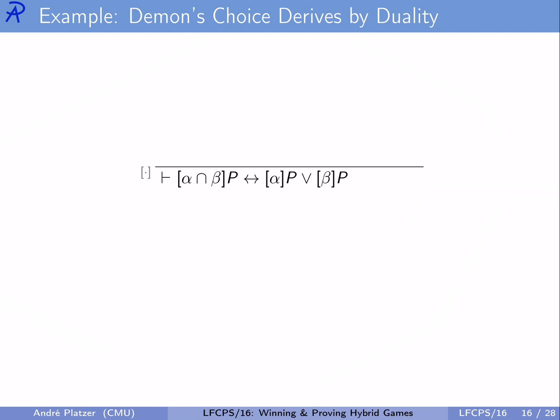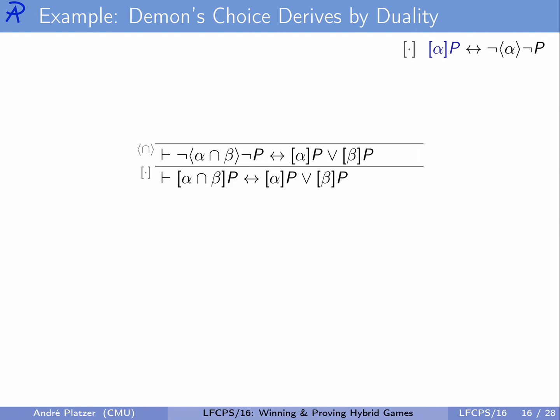So this is what we should be trying to prove out of the axioms we already saw, in order to make sure that we can believe it without having to prove it from the semantics of it. So, alpha box by determinacy is the same as the double negation of the diamond modality. Demon has a winning strategy in the alpha game to make it into P, if and only if it is not the case that Angel has a winning strategy to force the opposite to make it into not P. Right? So the box turns into a diamond with double negation around it.